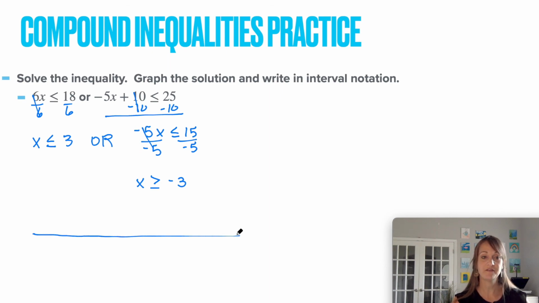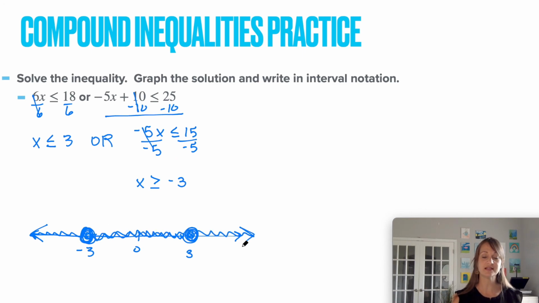If I was to graph this, something interesting happens. x is less than or equal to 3, so it's a closed circle, and we're looking for x is less than. Or, which means this other part could happen, everything starting with -3 and everything past that. So what happens here, as opposed to an and, which is basically where do they overlap? Where is it both at the same time?